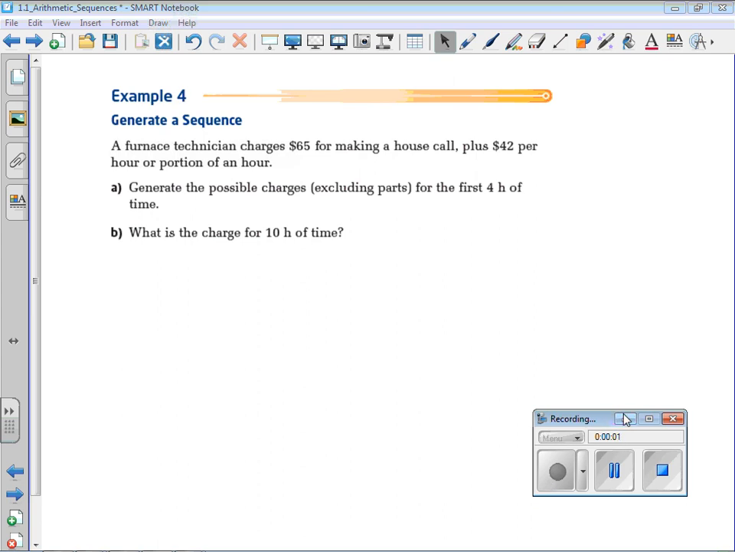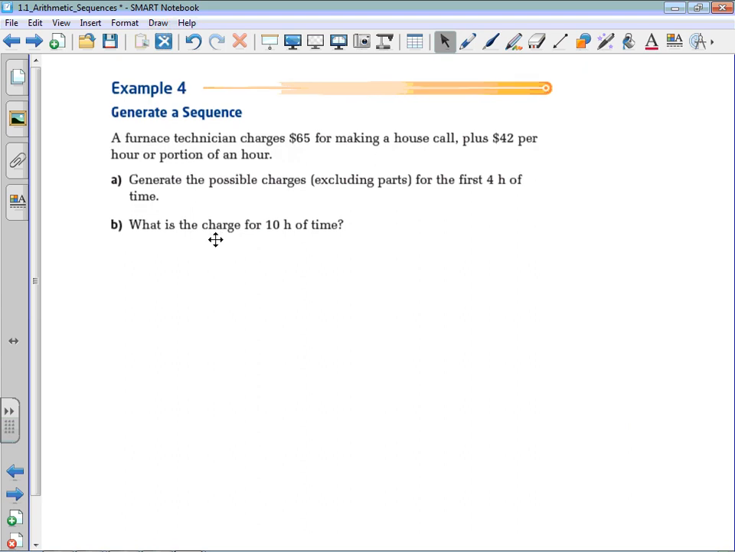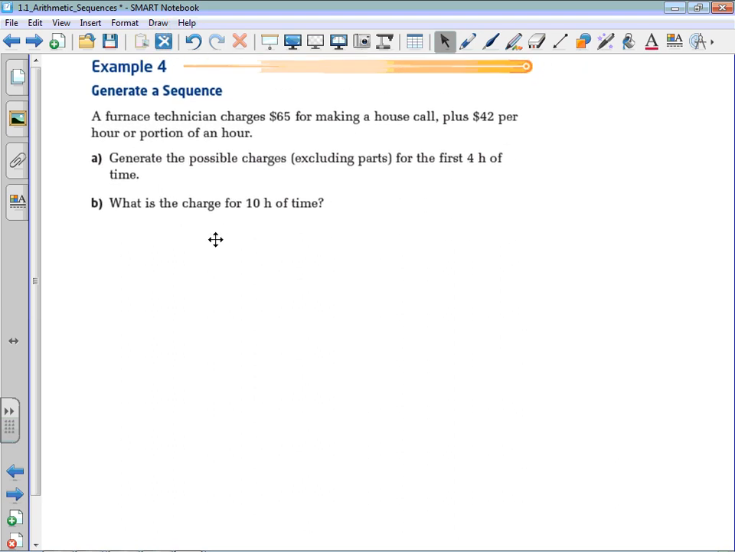Okay, example 4, last example in 1.1 for Math 20-1. And it's a good kind of real-world application of what an arithmetic sequence might look like. My furnace broke recently, so this is near and dear to me. Part A wants us to generate the possible charges, excluding parts. We're not going to include that for the first 4 hours of time.